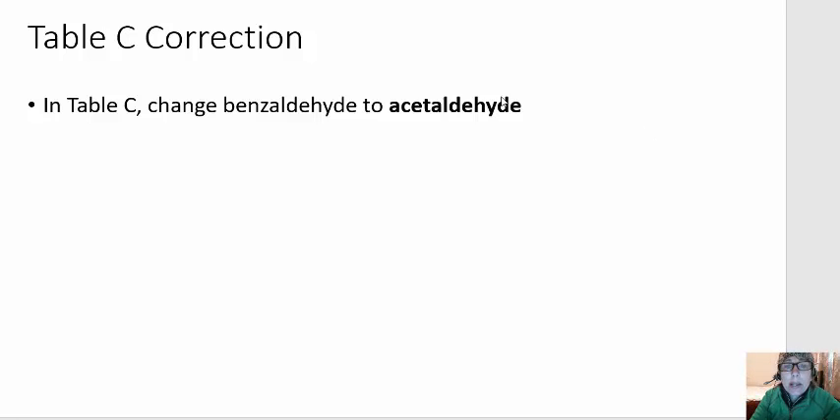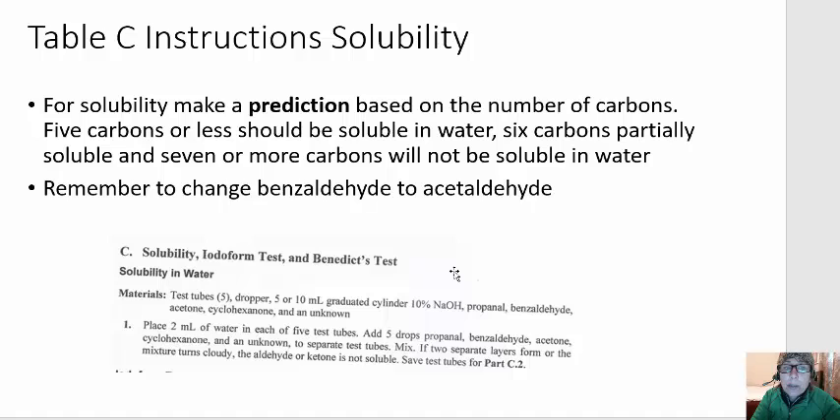So for table C, it's going to be really important that you change benzaldehyde to acetaldehyde. And table C is where in the lab you would have done some chemical tests on various aldehydes and ketones. So the first thing that you're asked to do is determine the solubility in water of propanol, benzaldehyde, acetone, cyclohexanone, and an unknown. You cannot make a prediction at this point on your unknown, but we'll look at where you can make a prediction later for your unknown, or be able to fill that in.